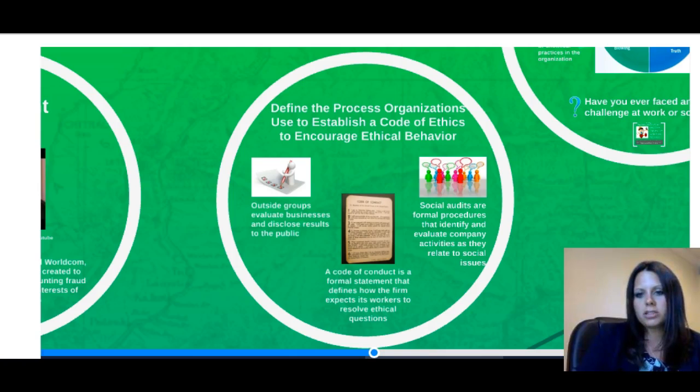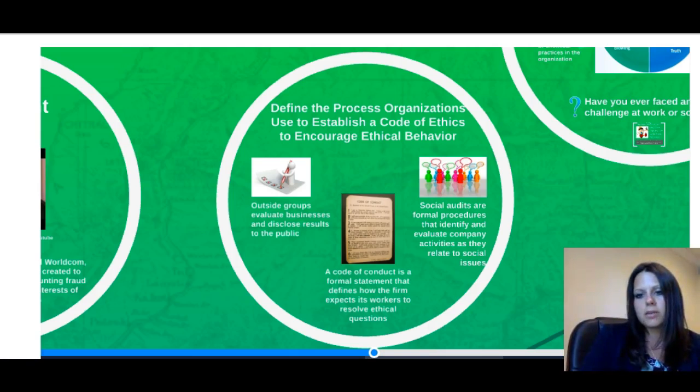Now, another thing we need to look at is this idea of a code of conduct. This is really important. It's a formal statement that basically defines how an organization expects its workers to resolve ethical questions. Johnson & Johnson is a large company which has this credo it's had for many, many years, and it's a great example of a code of conduct. Everyone in the organization has to know these values, and it helps them to understand what they should put first.